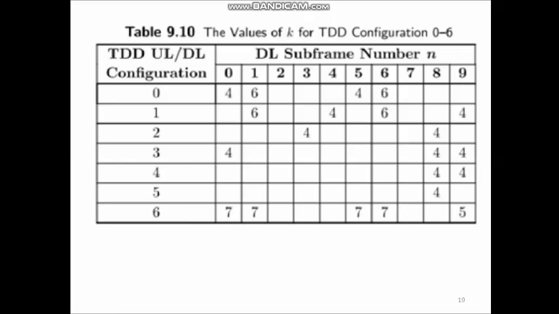Okay, this table shows the value of k for different time division duplex configurations. So, in the first column, possible time division duplex configurations are given, 0 to 6. So, there are 7 uplink downlink configurations, and next the downlink subframe number is given from 0 to 9. As you can see here, k value varies from 4 to 7. So, 4, 5, 6 and 7 are the possible k values. Depending on the subframe number and the TDD configuration, we need to select the k value from the table.